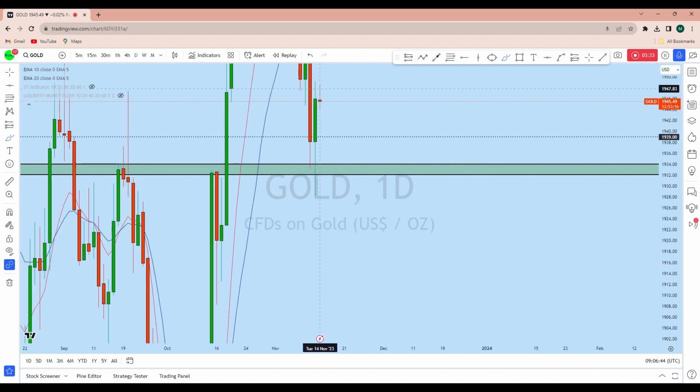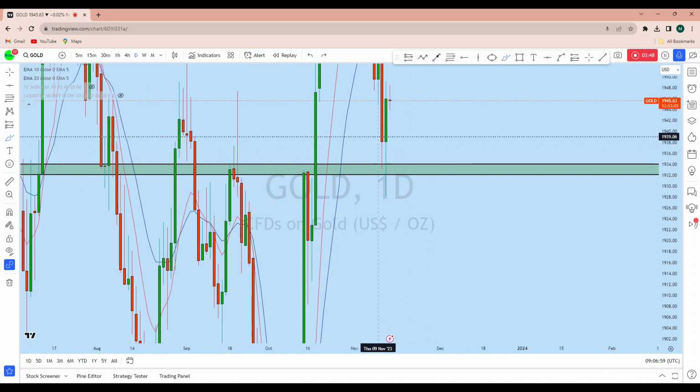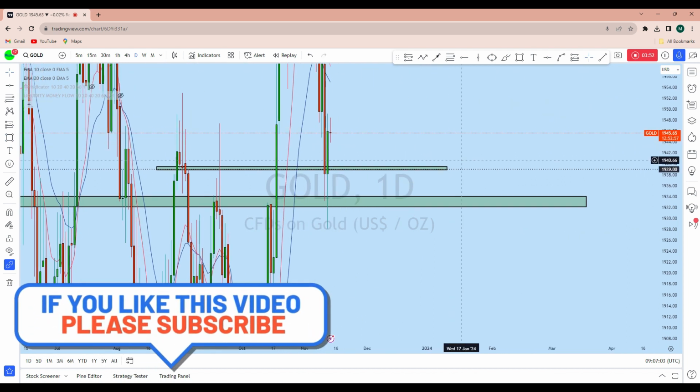Now today so far, after testing this high, we can see that gold has tested the high, created a lower high, and we can expect this price to come down to retest this level, and from that zone we can expect the price to bounce off. This is where we will look for a potential bullish trading opportunity on gold on the lower time frame.